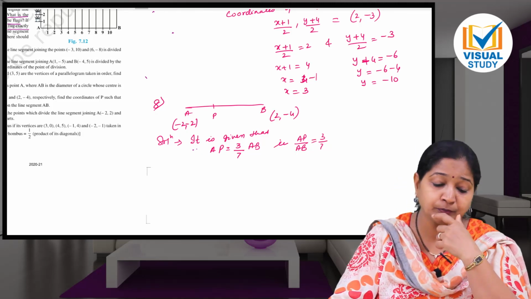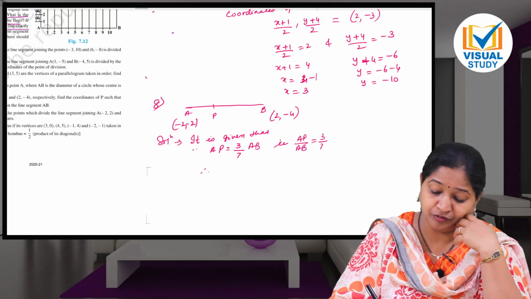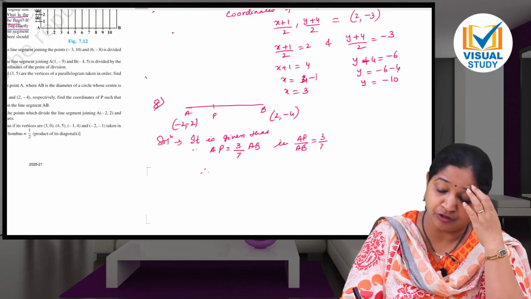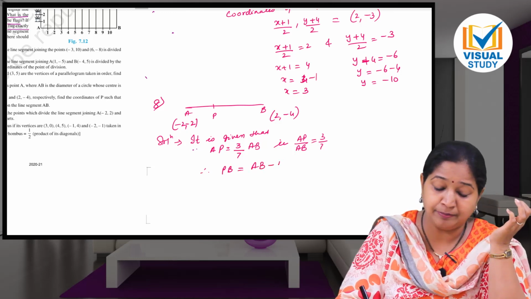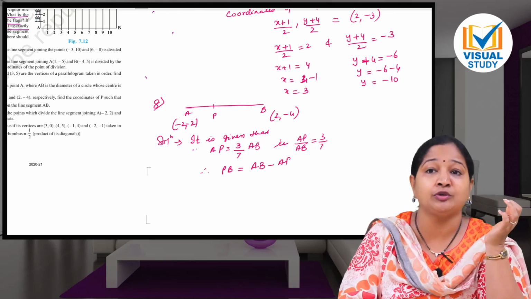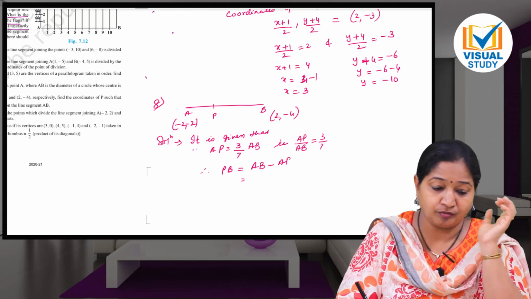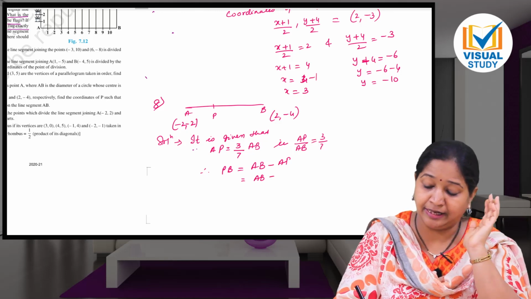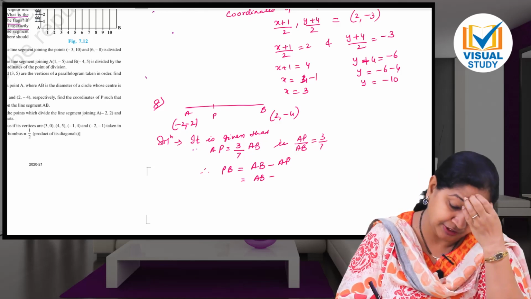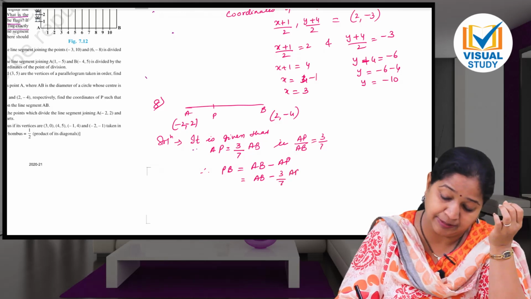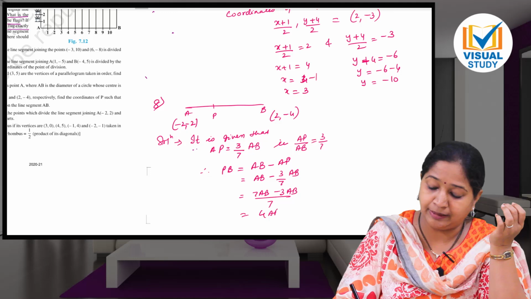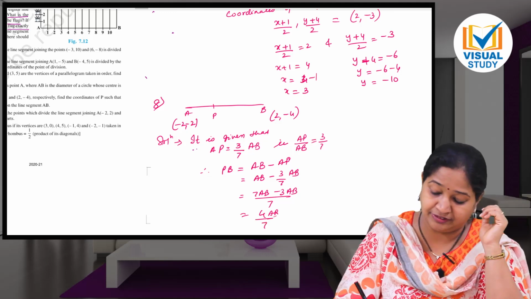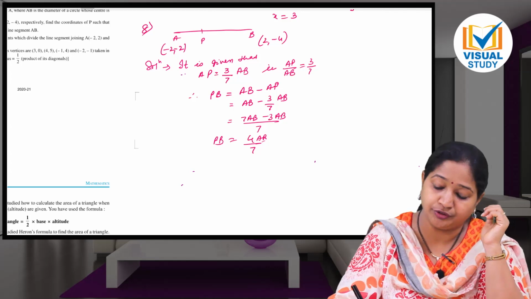What will be your PB? PB is equal to AB minus AP. AB is this, and AP you get as 3 upon 7 AB. Doing the LCM, you get 7 AB minus 3 AB, and you get 4 AB upon 7, that is PB.